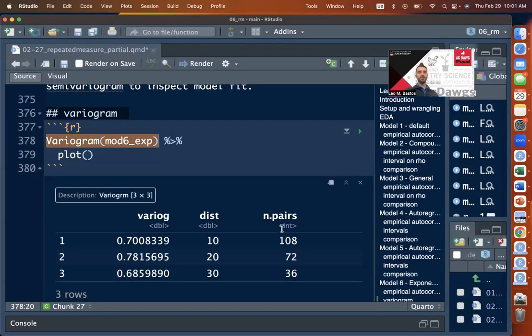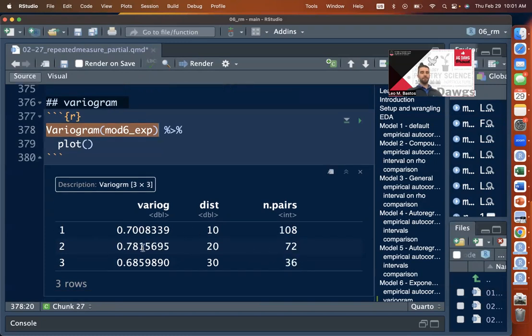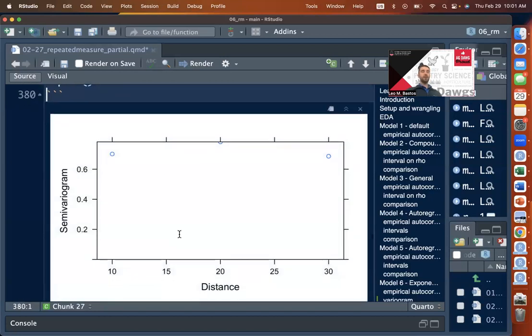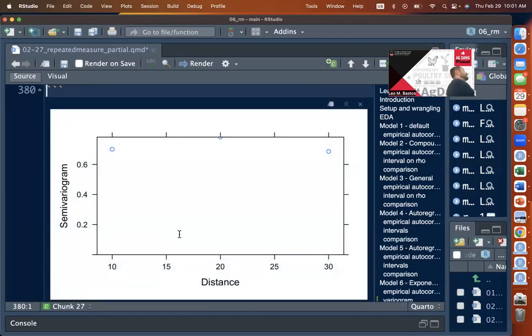So that's why the number of pairs here decreases as our distance increases. And then once we plug that into the plot function, it just makes this plot for us, which is exactly the same plot that we were seeing on our slides, except for a couple of things. So we have the semi-variogram on the y-axis. We have distance on the x-axis. Notice how this distance is now in terms of our difference in interval of the timestamps, right?